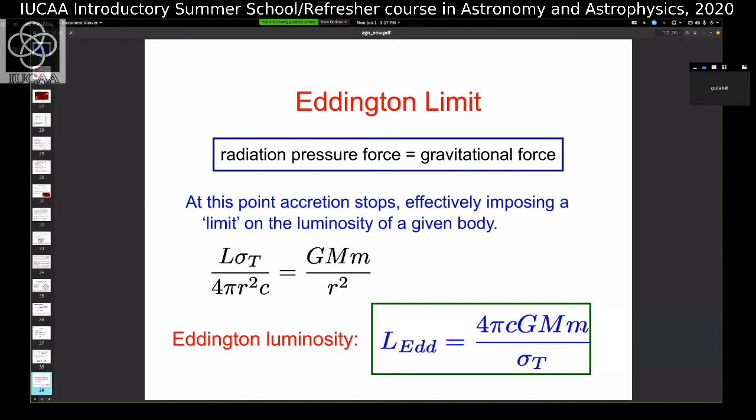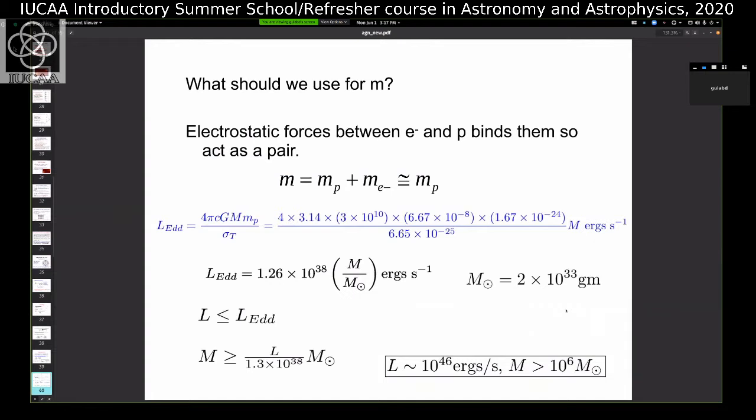So what should we use for the mass small m? Okay. We are talking about the accretion of material, and material of course is electrons and protons. First of all, the electrostatic forces between electrons and protons bind them together. The scattering is on electrons, but because of the Coulomb coupling, both proton and electron will move together. So for small m, we should use the sum of the proton mass and electron mass, which is almost equal to the mass of the proton, because the mass of the electron is much smaller.